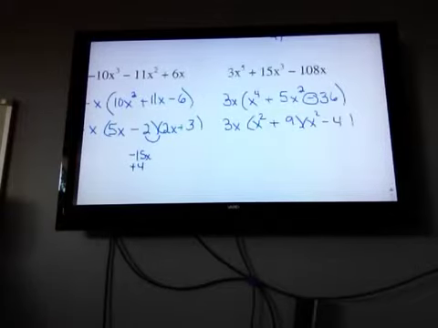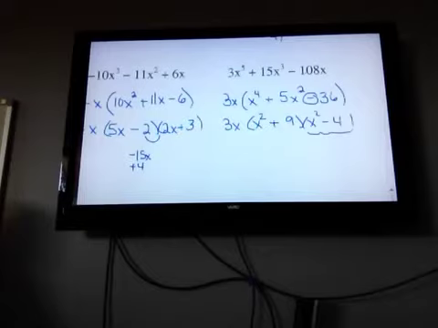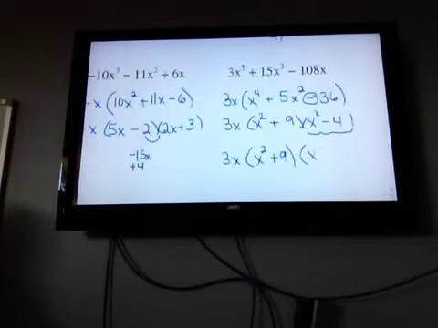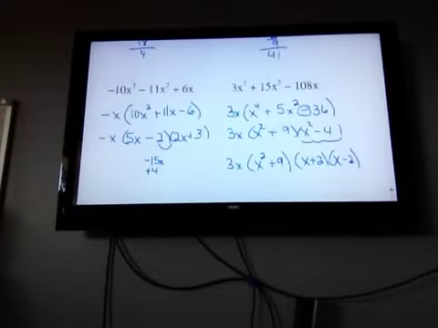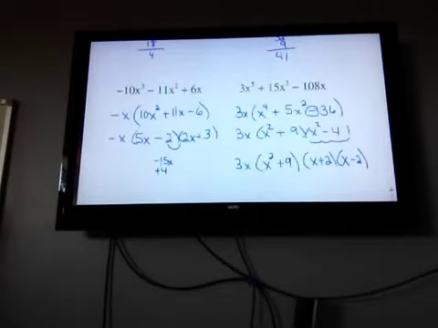That has then created a difference of squares. So this one will go further. The other two factors come down. And then x squared minus 4 breaks to x plus 2, x minus 2.